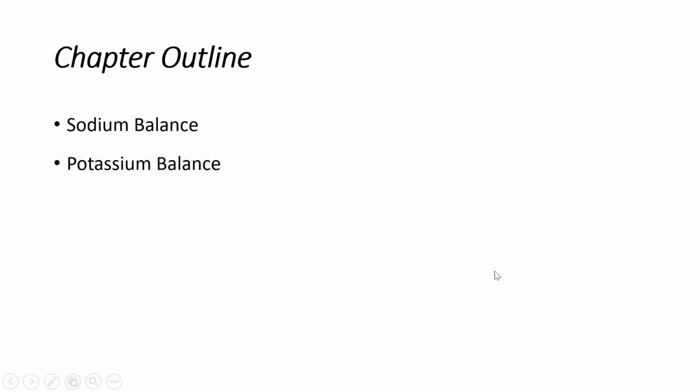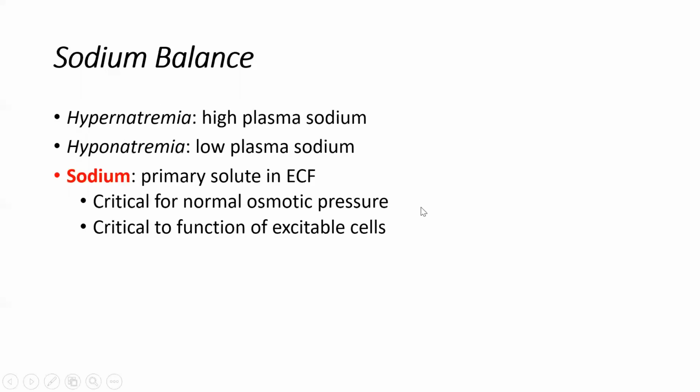So the first thing we'll look at is sodium balance, and then we'll get into potassium balance. They are combined, so I kind of mentioned them together, and we'll see what that means in a little bit. We'll start off with some terminology as it applies to sodium plasma levels. High sodium plasma levels are termed hypernatremia. Low plasma sodium levels are termed hyponatremia.